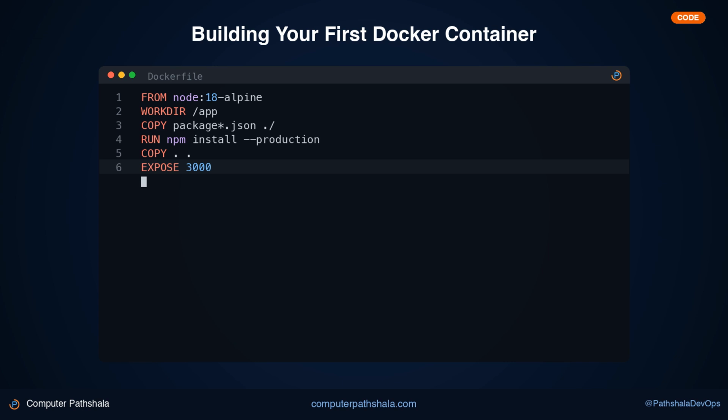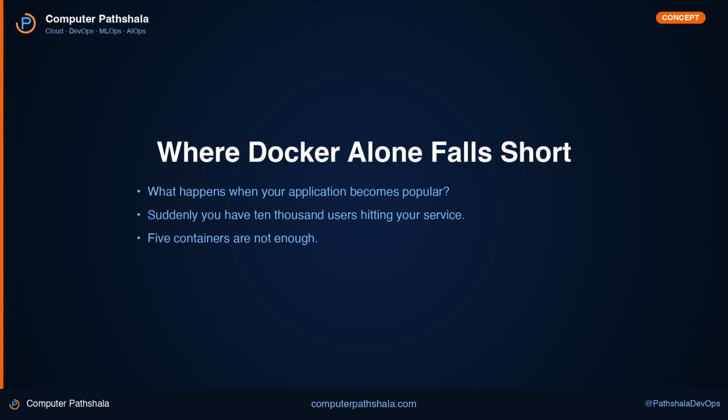Docker run, docker stop, docker ps, docker logs. You can run one container, 2 containers, maybe 5 containers on a single machine. Docker makes this very easy. But here is where the problem starts. What happens when your application becomes popular? Suddenly you have 10,000 users hitting your service. 5 containers are not enough. You need 50. And those 50 containers need to run across multiple servers, not just one machine.